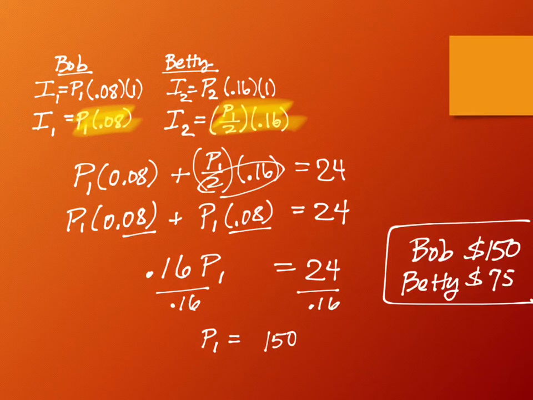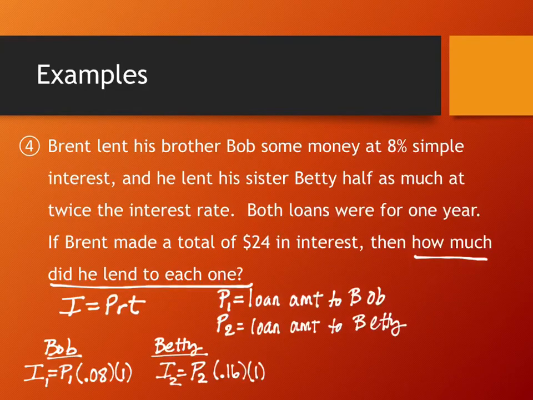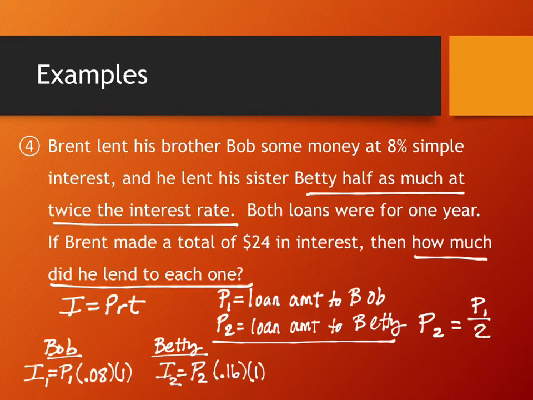Yep. I don't understand when we have P1 with 0.08 and plus, why is it not P2 over 2? P2 represented the amount that Betty had, and P2 was 1/2 of P1 because it said that Betty had half as much, twice the interest, but had half as much is really the kicker. The half as much as Bob, and so Bob had P1, so she had P1 divided by 2. Any other questions on that one?